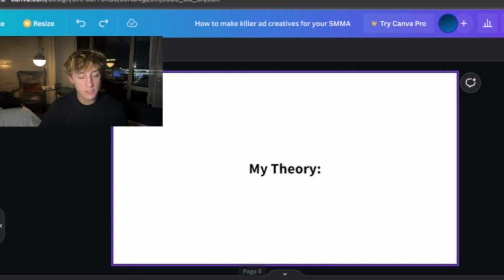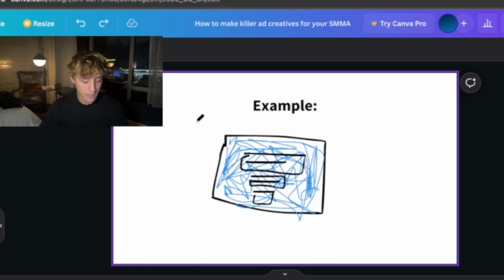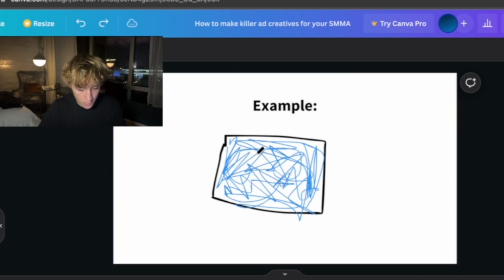So basically, guys, here's my theory. What I like to call my theory behind all of my ads and the structure behind all my ads is called the funnel structure. And here's kind of what it looks like, okay? So what I'm going to go ahead and do actually is I'm going to undo all of this.